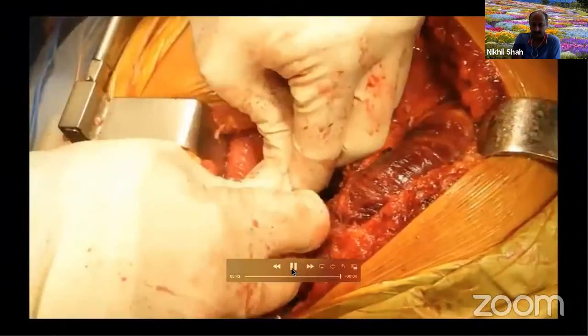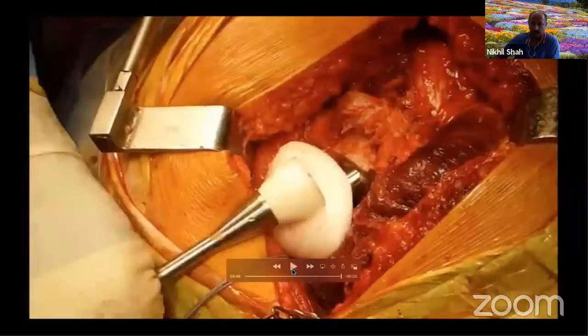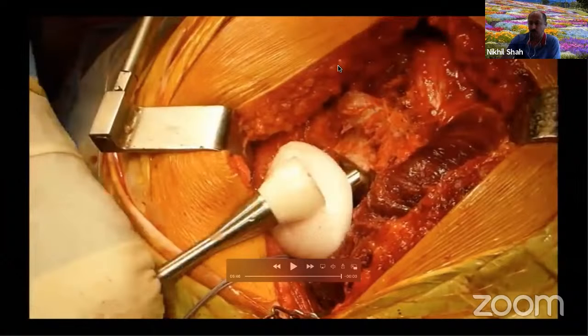Once it is set, that's the no-touch technique. We're using a ceramic head. So I've stopped the video over here. And the rest, you do your reduction.